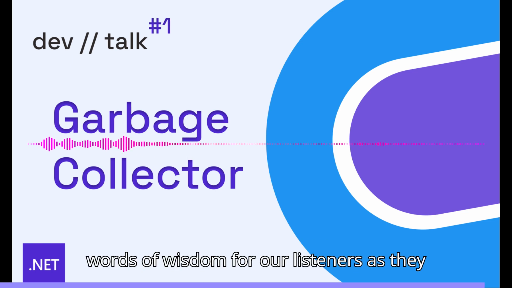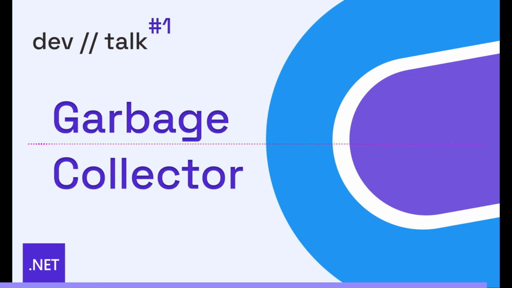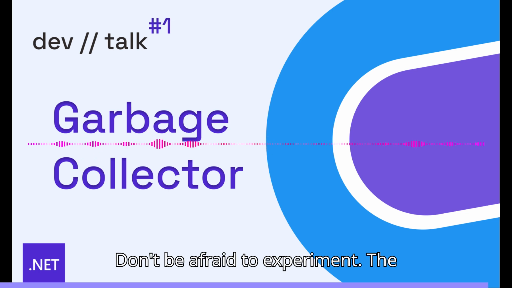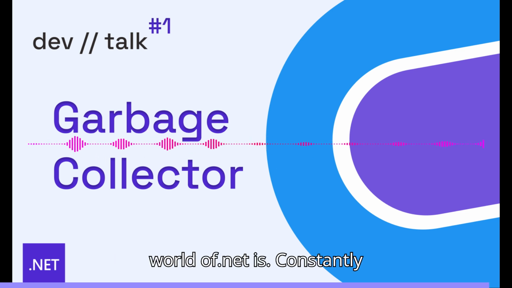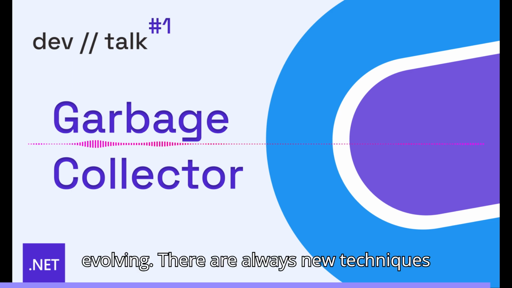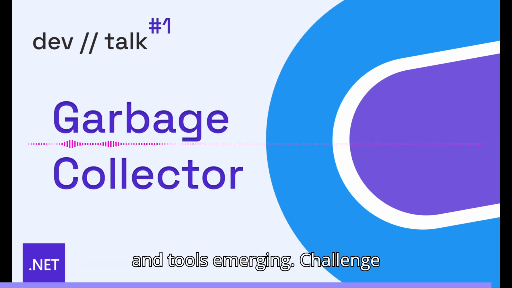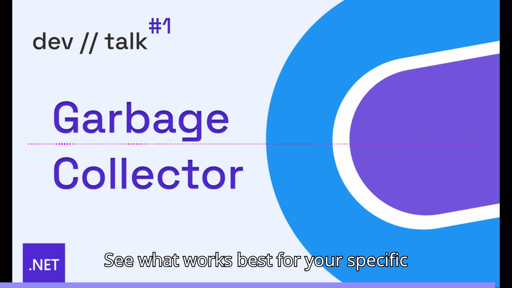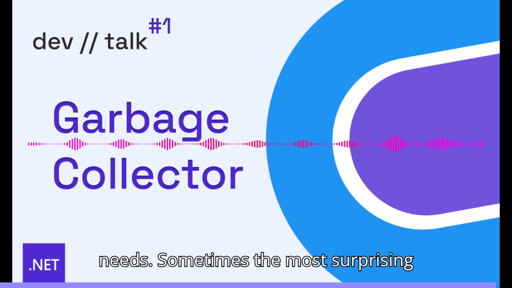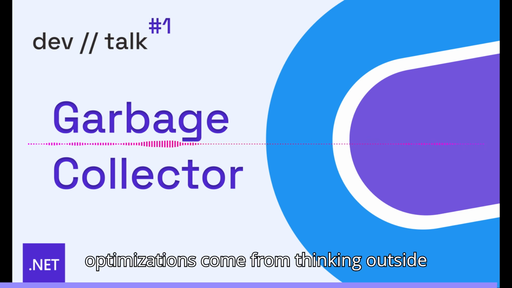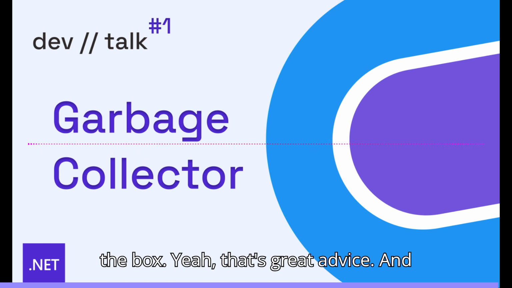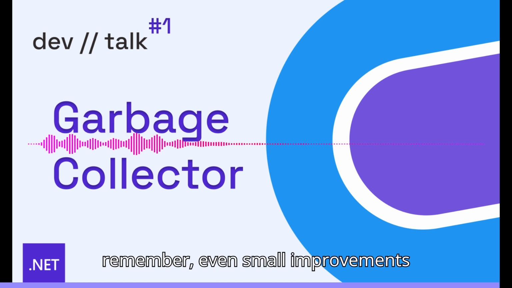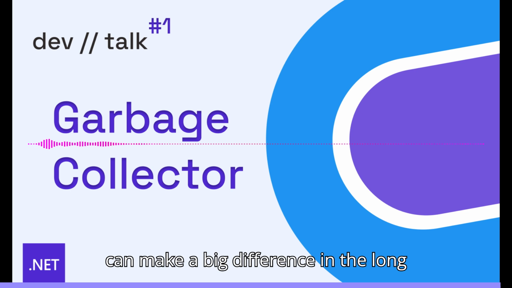Any final words of wisdom for our listeners as they go on their coding adventures? Don't be afraid to experiment. The world of .NET is constantly evolving. There are always new techniques and tools emerging. Challenge assumptions. Profile your code. See what works best for your specific needs. Sometimes the most surprising optimizations come from thinking outside the box. That's great advice. And remember, even small improvements can make a big difference in the long run.